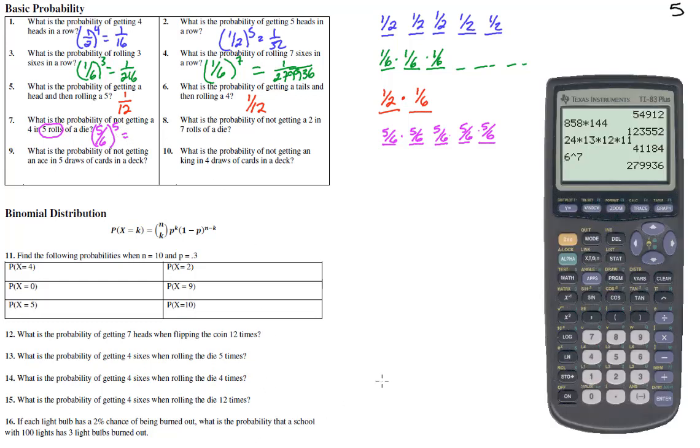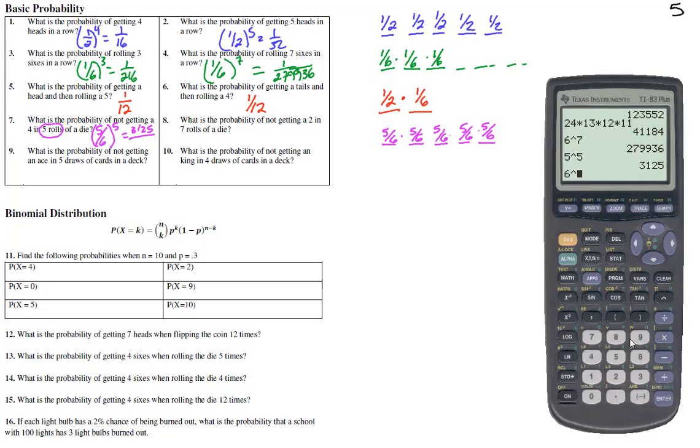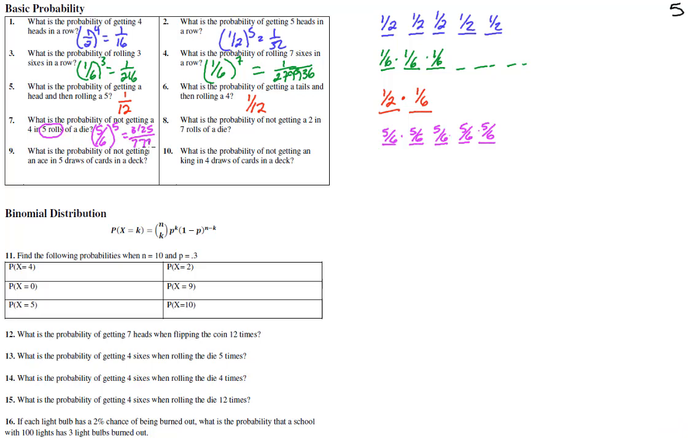I'm going to need that calculator again. 5 to the fifth is 3125 over, and then 6 to the fifth is 7776. There we go. That's the probability of not getting a 4 rolling the die 5 times.